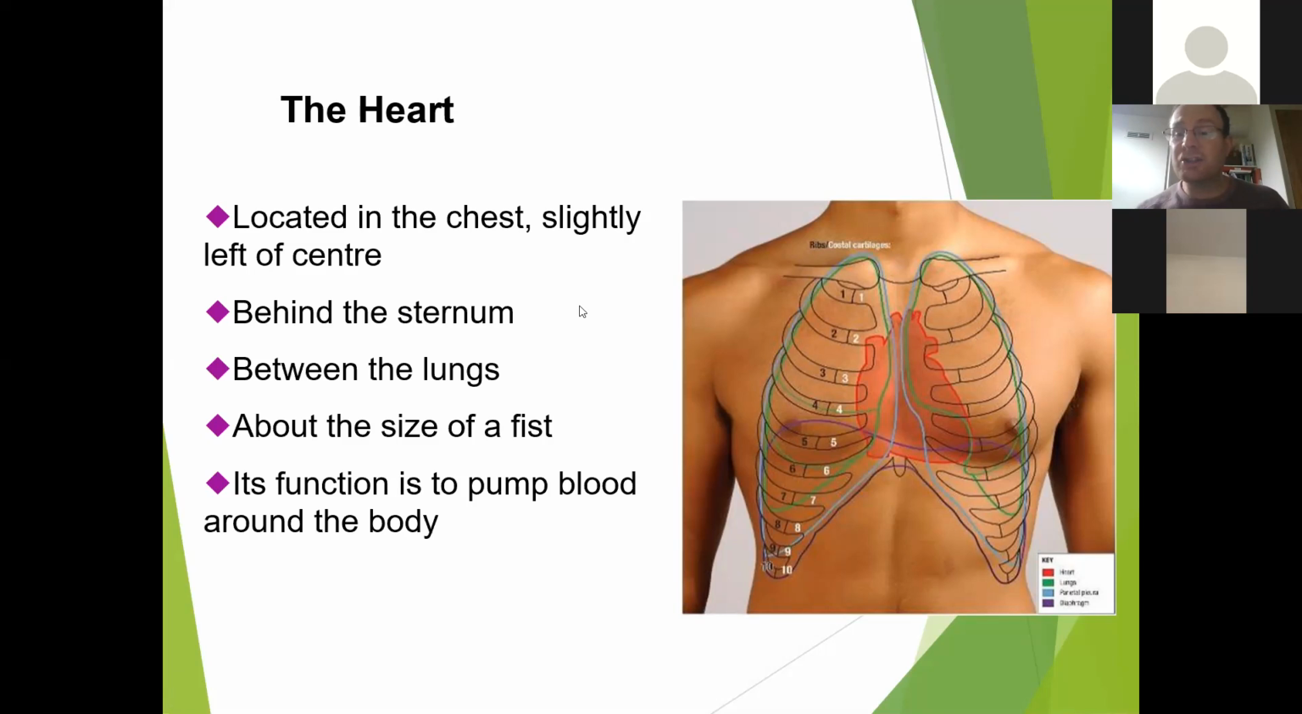It's behind the sternum. So this bone here, this breastplate, this is a flat bone. So flat bones are generally there to protect. This is a kind of the big protector of our heart. So we can see it inside our chest. It actually sits between the lungs. I'm going to show you a picture in a second that shows that relationship. It's about the size of a fist, and its function is to pump blood around the body. So it's a big, powerful pump.